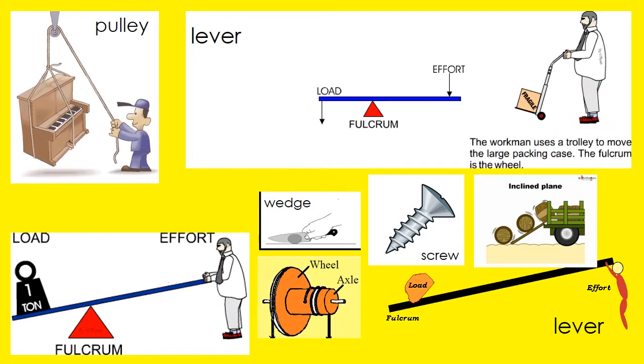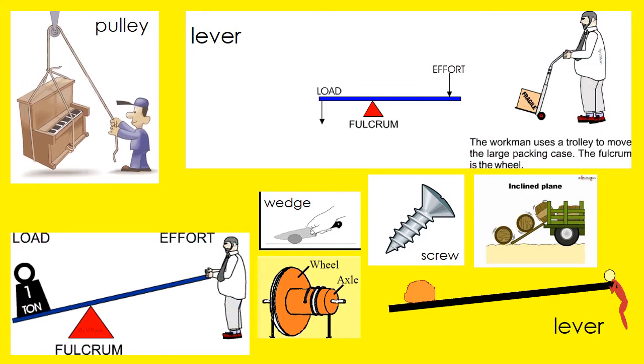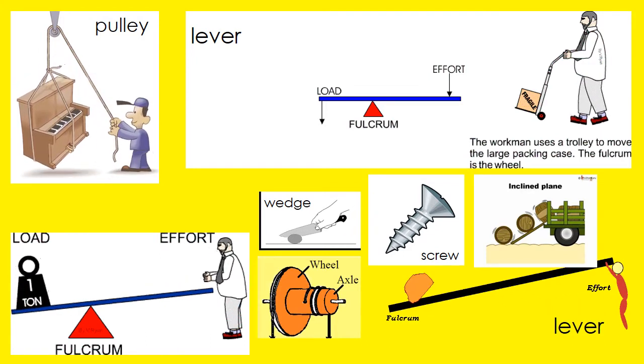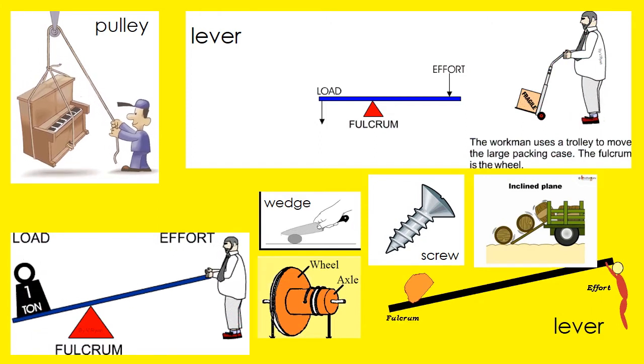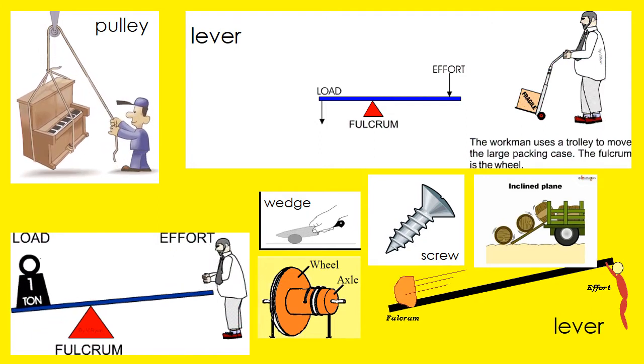A wedge. A knife is a wedge. Say a knife is a wedge. A knife is a wedge. Okay, say it one more time. A knife is a wedge. Okay, and what is this picture?